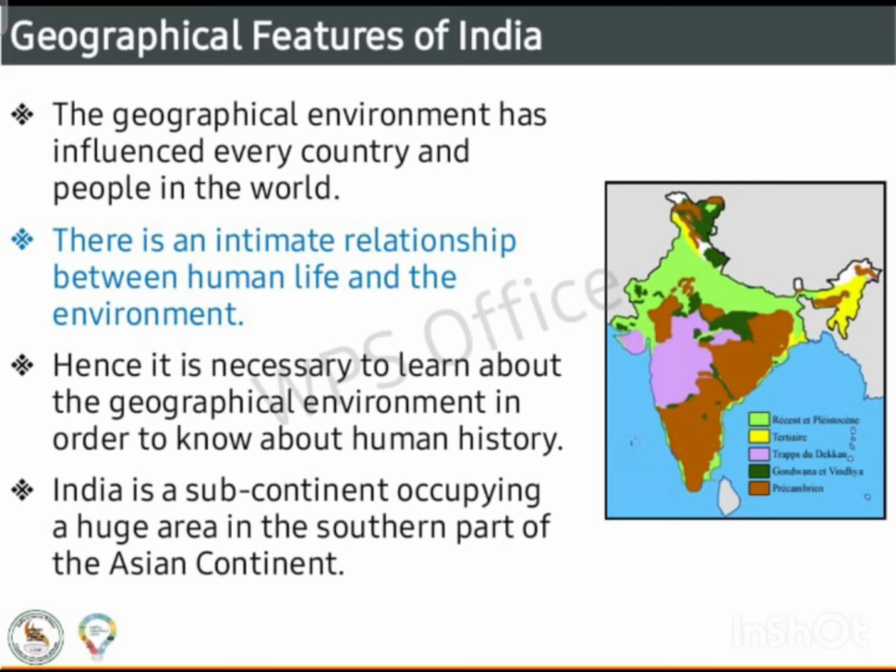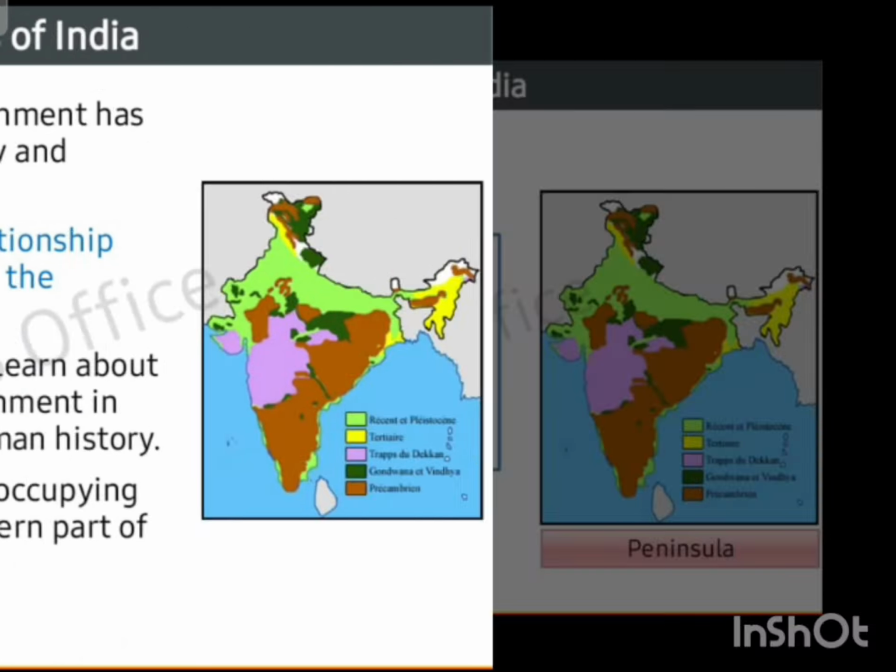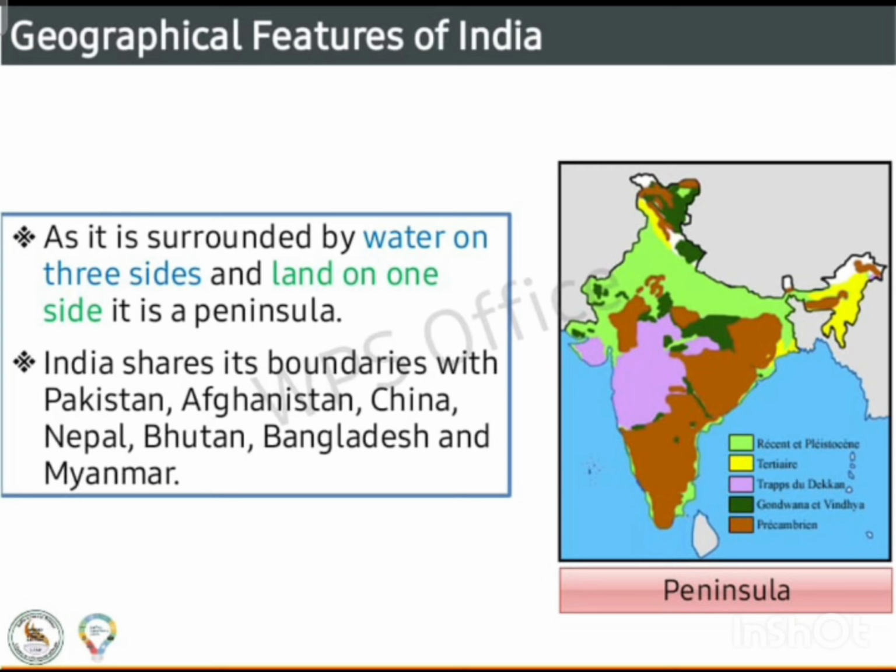The geographical environment has influenced every country and people in the world. There is an intimate relationship between human life and the environment. Hence, it is necessary to learn about the geographical environment in order to know about human history. India is a subcontinent occupying a huge area in the southern part of the Asian continent. As it is surrounded by water on three sides and land on one side, it is a peninsula.